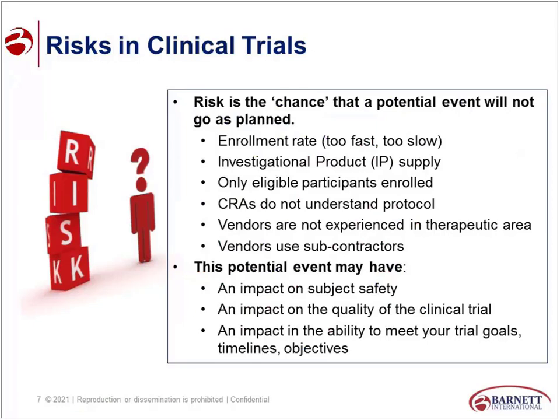So when we approach risk, whether it's with our client or our vendors that we're working with, we really have to consider, basically, what are they worried about, and address that. Risk is the chance that a potential event will not go as planned. It could be the enrollment rate. Generally, it's going to be that enrollment is too slow, but on occasion, if enrollment is too fast, what are the risks there? Will supplies be there in time? Is the infrastructure in place to support the tracking of information, the tracking and flow of documentation?